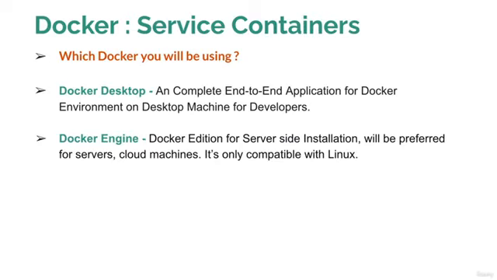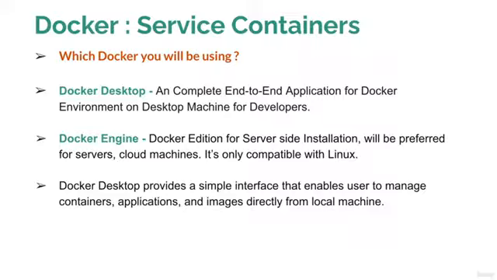As I mentioned, Docker Engine is only compatible with Linux machines, but you get multiple flavors of Docker Desktop. You can install Docker Desktop on Ubuntu desktop, on Windows, and on the Mac operating system as well. Docker Desktop provides a very simple interface that enables users to manage containers, applications, and images directly from the local machine. Because Docker is a very famous tool, you need something that supports developers in developing applications over Docker, a complete end-to-end environment on your local machine. But whenever you want to execute Docker on the server side, you need to use Docker Engine.